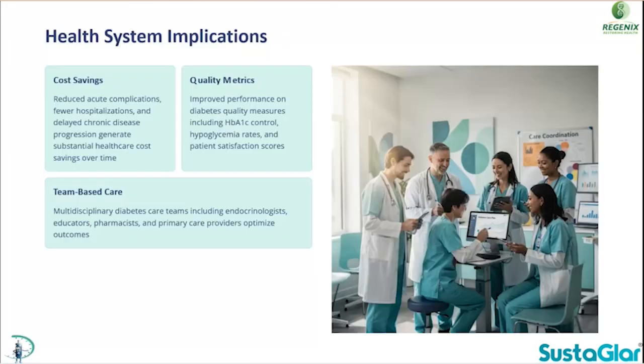Health system implications: cost savings from fewer recurrent hospital admissions, which can also reduce the complications of diabetes and delay chronic disease progression, generate substantial healthcare cost savings over time. On quality, there is improved performance on diabetes quality measures, including A1C control, hypoglycemic rates, and patient satisfaction scores. Of course, team-based care: a multidisciplinary diabetes team, including the endocrinologist, diabetologist, educators, pharmacists, primary care providers, and other providers, can optimize the outcomes.